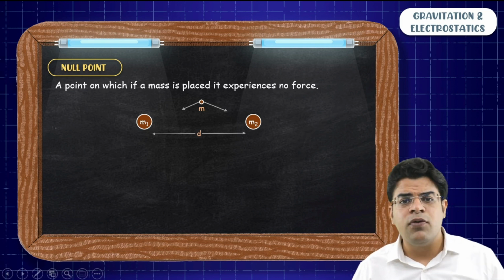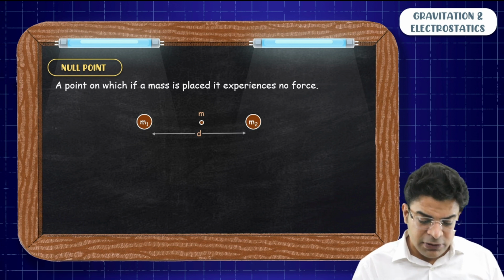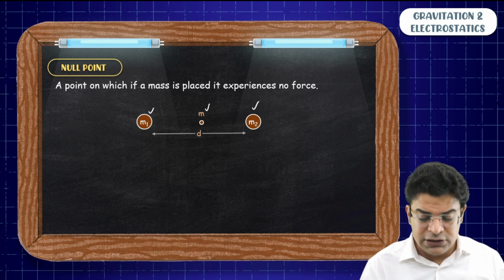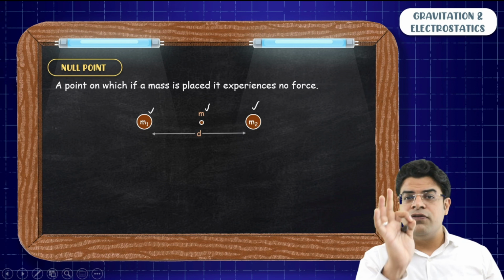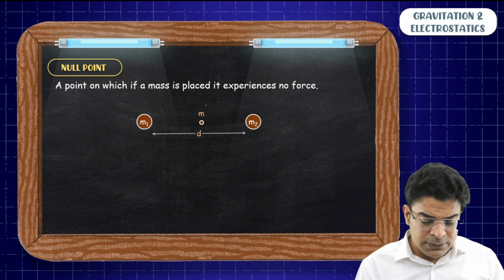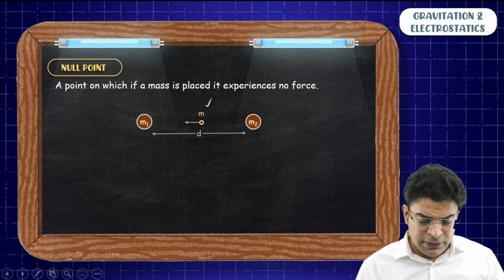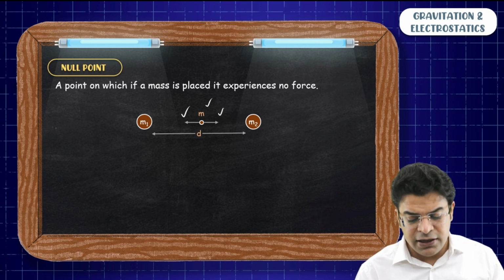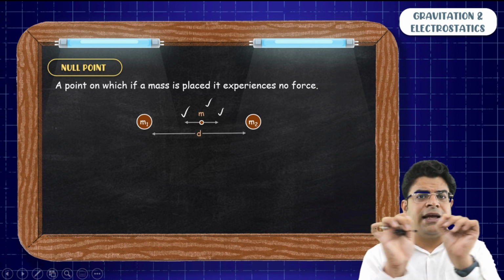So where can you find the null point? The null point must be present somewhere between the masses and closer to the mass of smaller magnitude. Why am I saying this? Focus. If you place the mass between them, the first mass will attract it, the second mass will attract it, and now these two forces can cancel out.